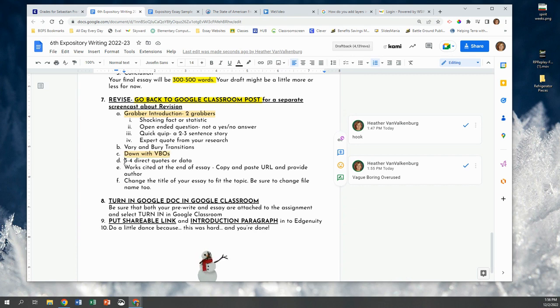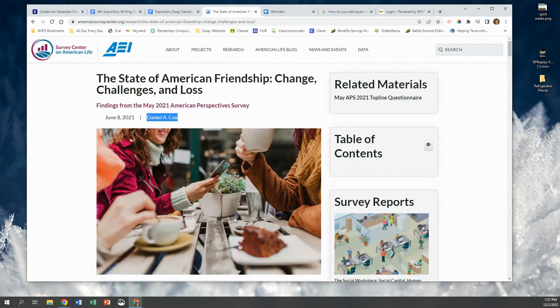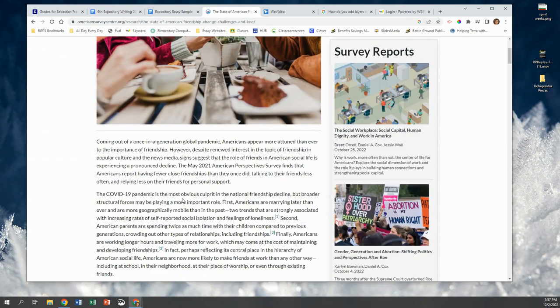All right. I would like you to try to have 3 to 4 direct quotes or data. 3 is the minimum. Okay, if you can only find 2 or you need help, please get help from your learning coach or come see me in the digital lab so that I can help you with this. Okay, this is going to be specific data that comes from your research. So this might be a quote. Let's go back to this and see if we can find some specific data.